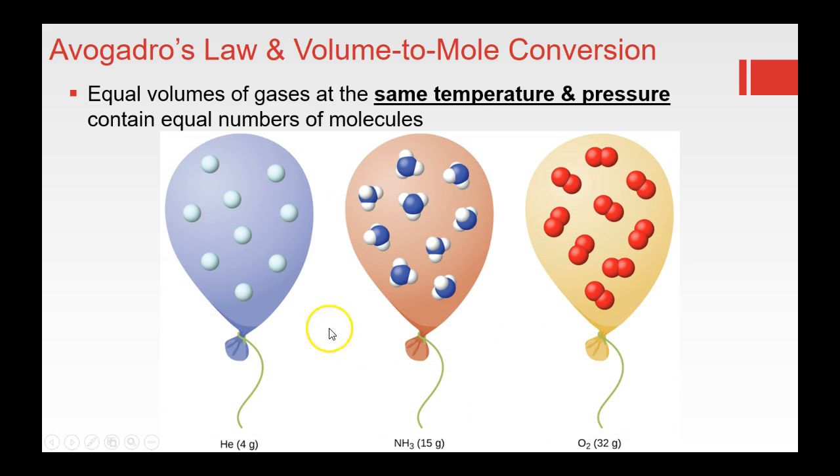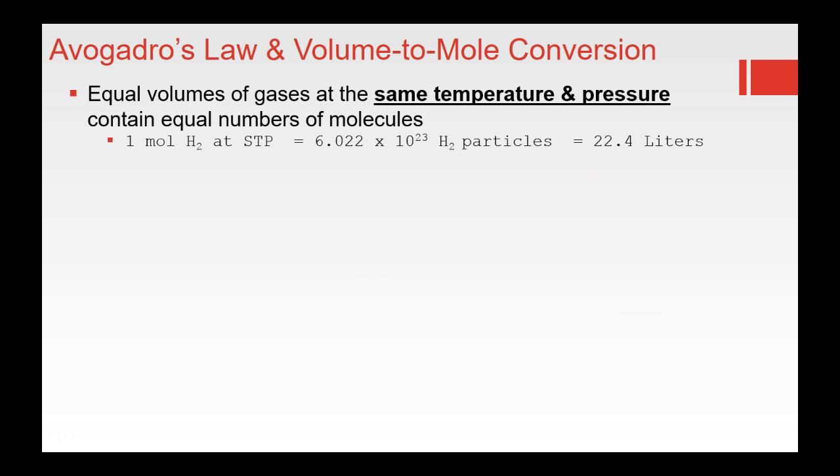Let's say I have 3 balloons. First one here is filled with helium, second one is going to be filled with ammonia, and then the last one is going to be filled with oxygen. Now, we will look and see at the bottom that these all have different masses. However, they all have the exact same number of molecules. 9 here, 9 there, 9 there. So they have the same temperature and pressure. They're going to have the same number of molecules. They are also going to take up the exact same volume.